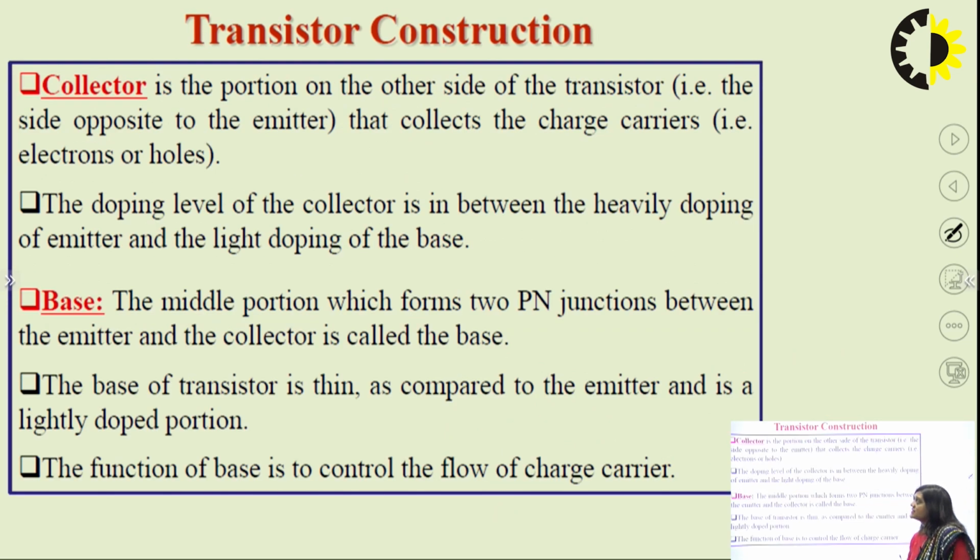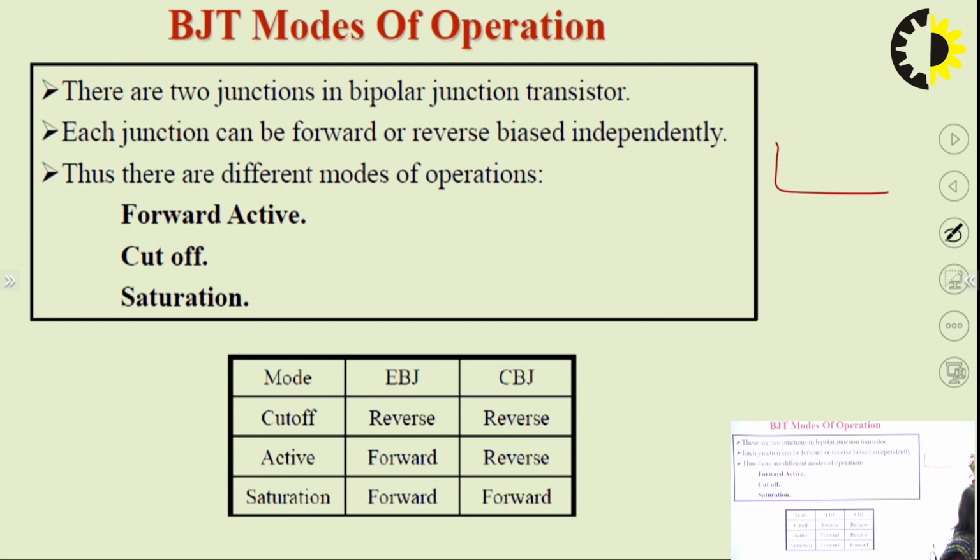And after that, the collector is there. The main function of the collector is to collect the majority charge carriers that are coming from the emitter side. So that's why the size of the collector must be very high, and the doping level of the collector should be in between the heavy doping of the emitter and the light doping of the base. The base is always kept small in dimension, its thickness is kept small, and its doping level must be kept very small, because of this.